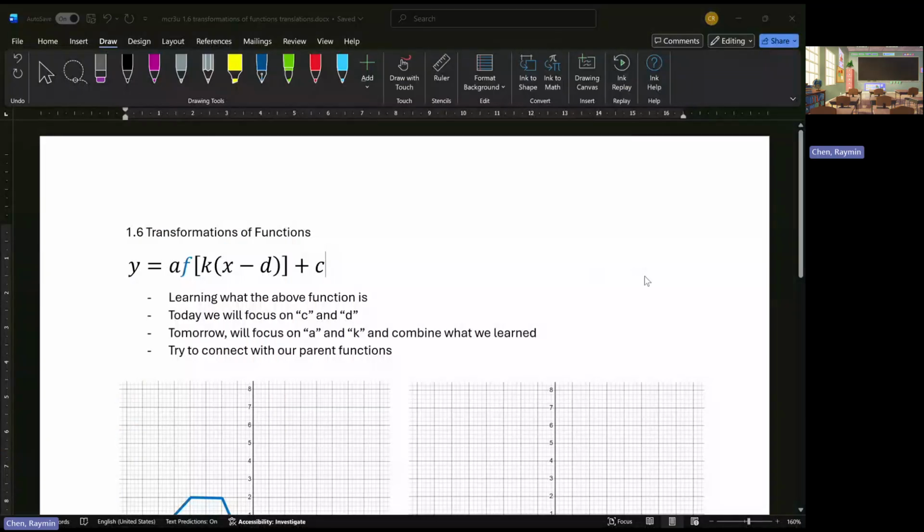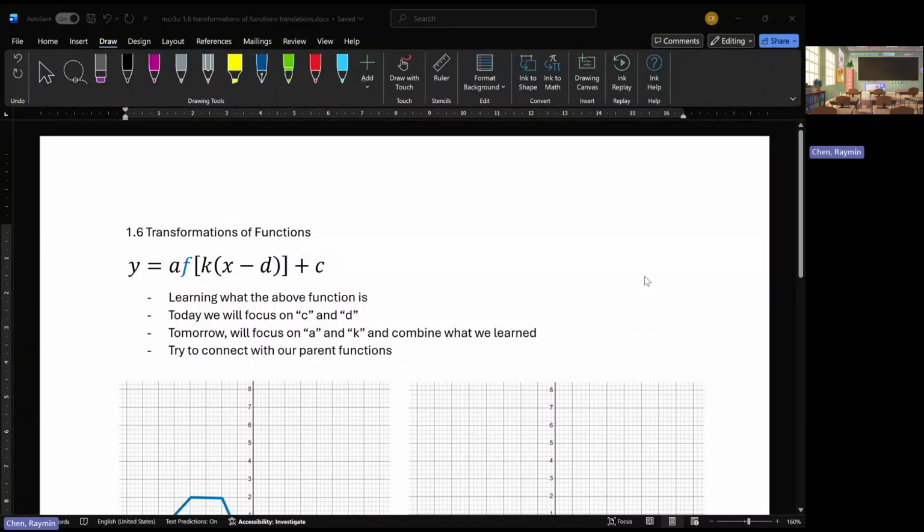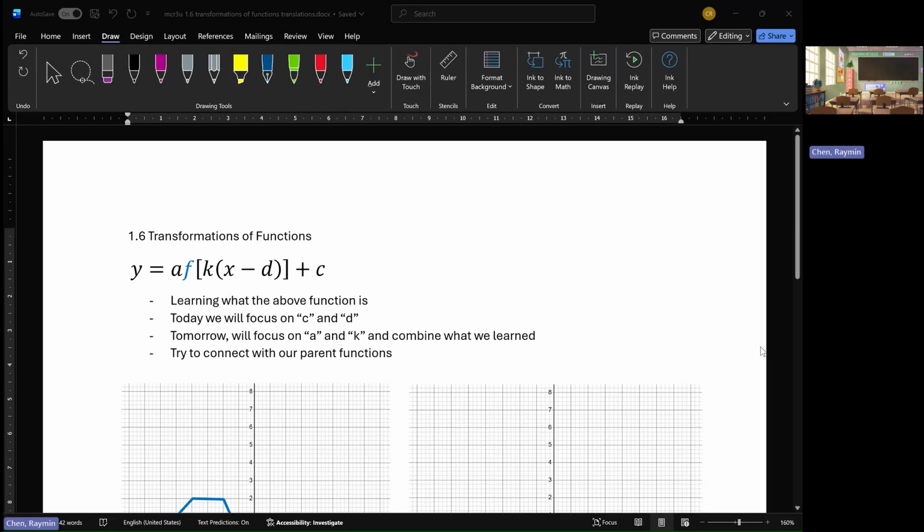So from 1.6 transformation of functions, my goal is to teach you this generic function notation. And what you see on your screen is how the textbook teaches it. Other schools use a different notation, but I'll only comment about this. y equals a f(k(x minus d)) plus c. This is called the function formula or function notation of a function, and it's just a general form.